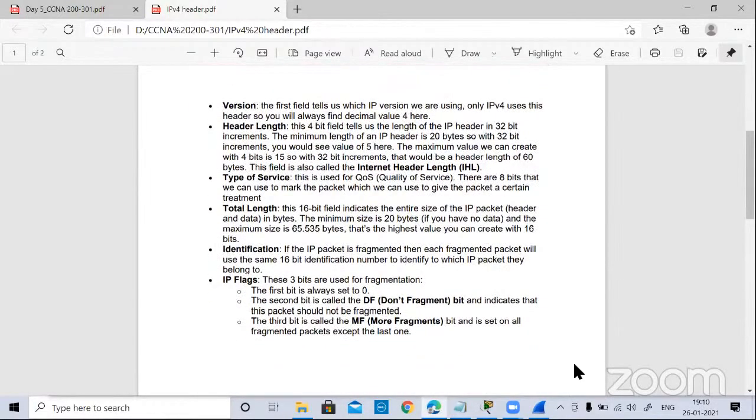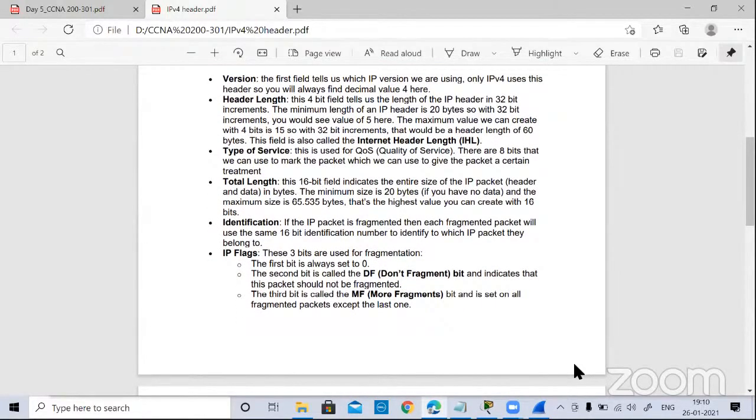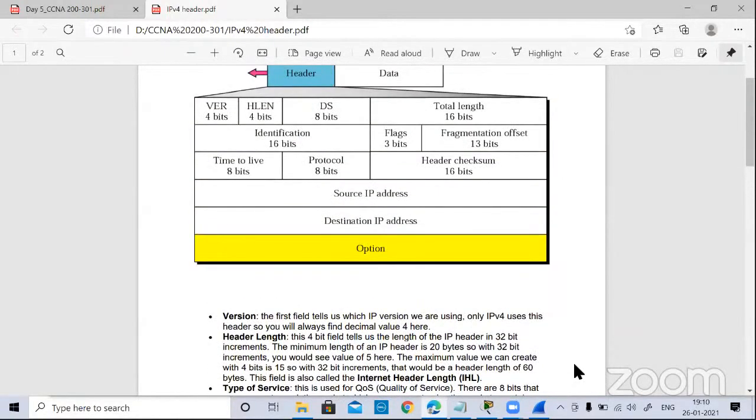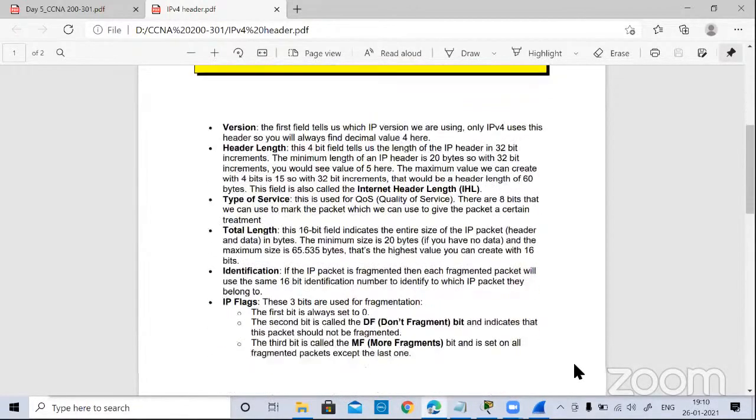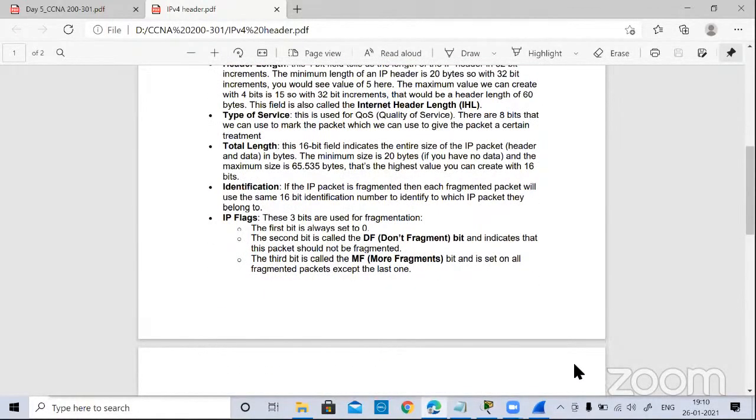Then we have the IP flags. These flags tell you about fragmentation. There are 3 bits given to the flags, and they say whether the data has been fragmented or not. The first bit is always set to 0. The second bit is called the don't fragment bit, and it indicates that the packet should not be fragmented. The third bit is called the more fragments bit, and it is set to 1 for all except the last fragment.